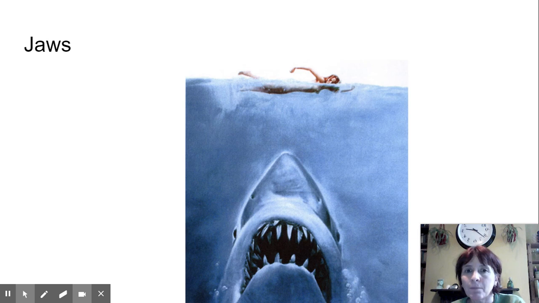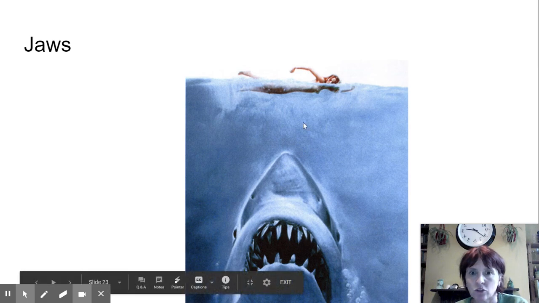Jaws. Yes, we're now moving on to, we're still looking at structure. We're going to look at a piece, we're going to look at Jaws, which some of you may have read or seen the film. It's from the 1970s, so it's a bit old-fashioned, but it's still good. As you can see, it's about a shark.